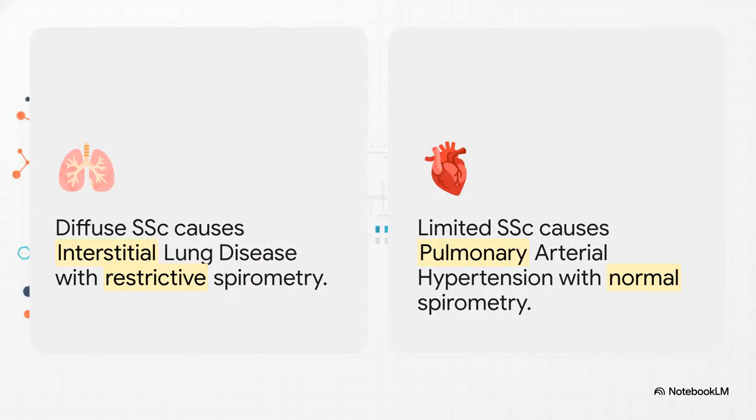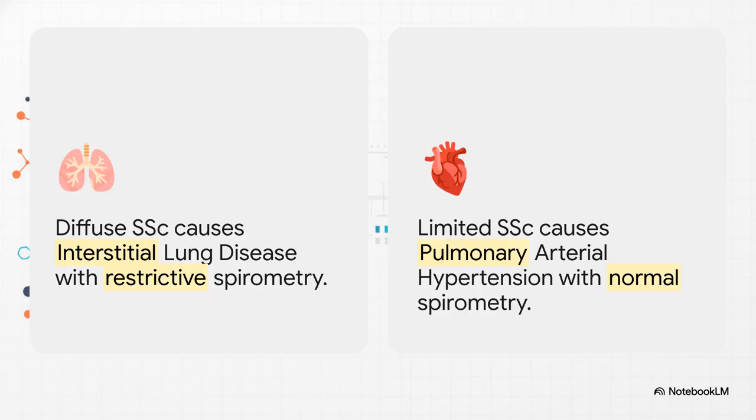Okay, so here is the absolutely crucial point, understanding the pulmonary stratification between these two subsets. Both are going to present with dyspnea and a low diffusion capacity for carbon monoxide, or DLCO. But look at the divergence here. Diffuse systemic sclerosis overwhelmingly drives interstitial lung disease. That presents with restrictive spirometry, meaning a low forced vital capacity, and bilateral opacities on imaging.